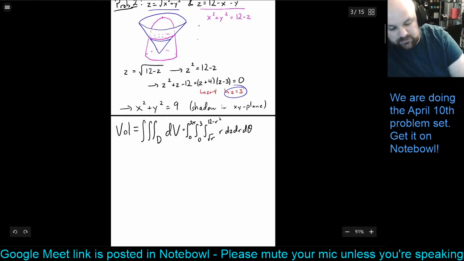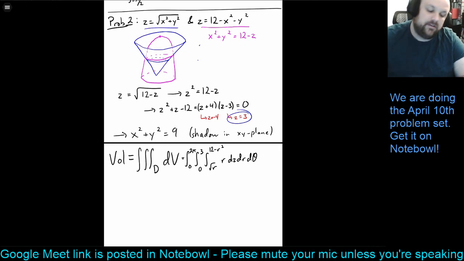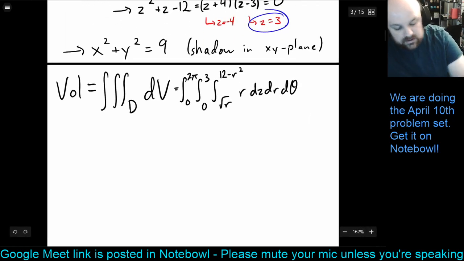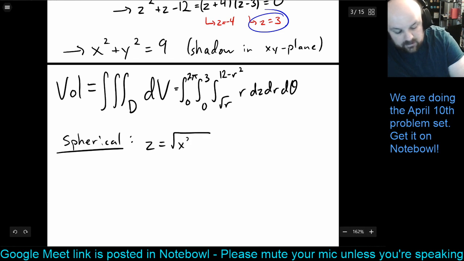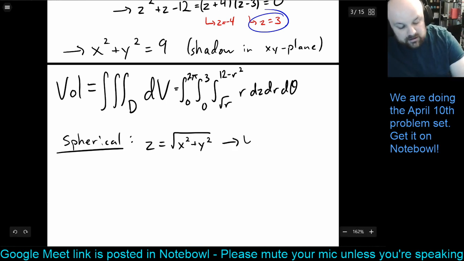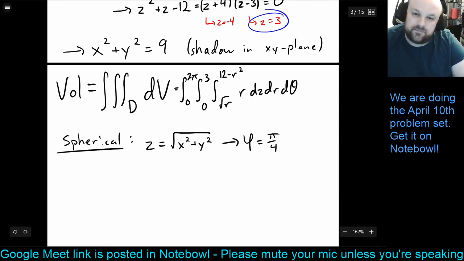So, if we're going to do this in spherical coordinates, we need to think about what these equations turn into. So, for spherical, this cone right here is the nice 45-degree cone. So this one, all it's going to turn into is phi equals pi over 4. All right? That's this cone.